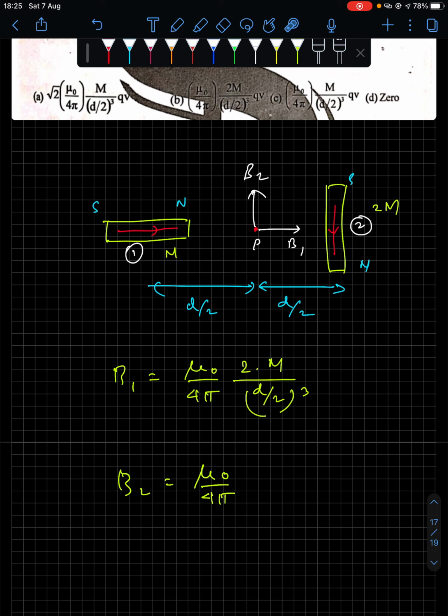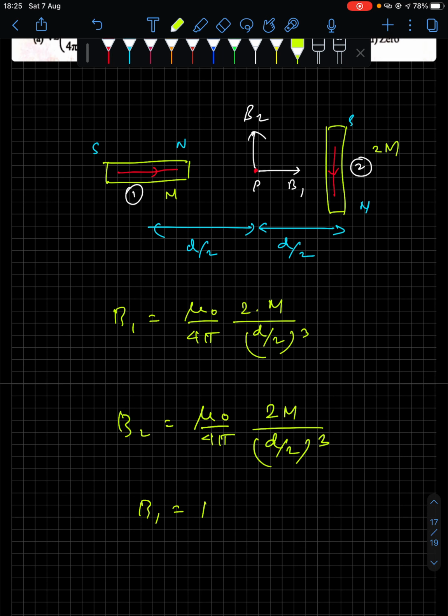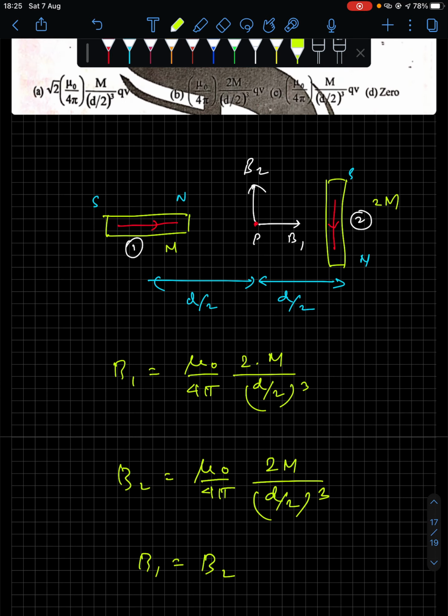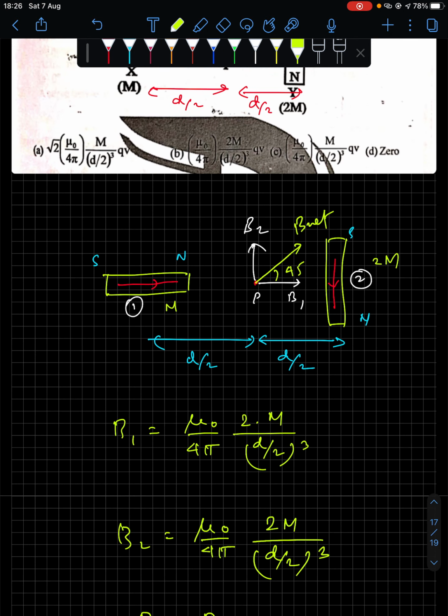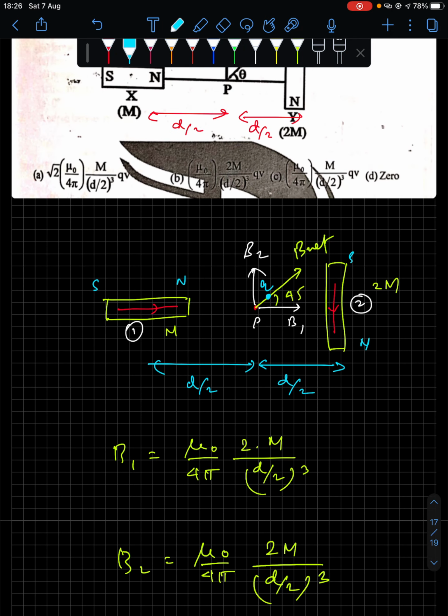So here, on the equatorial line the magnetic moment is twice m, so mu naught m, twice m is the value of m, right? So divided by d by 2 cube. Now aren't these two fields equal, B1 and B2? So if they are equal, then the resultant will act 45 degrees along this direction, or you can say exactly through the middle. This will be the direction of the net magnetic field. Now the charge is also going along this direction.